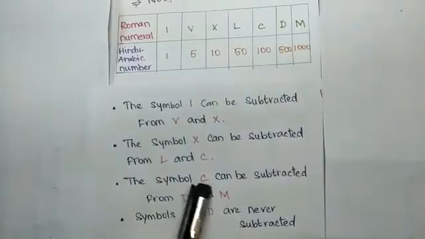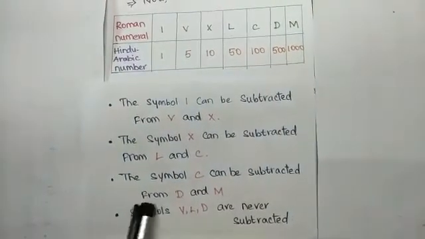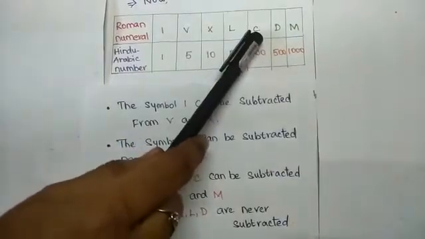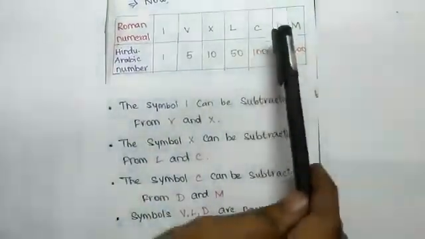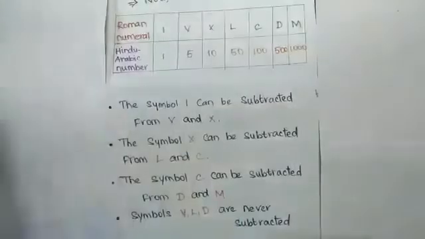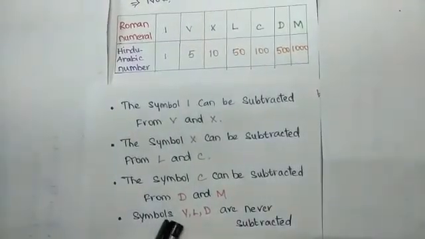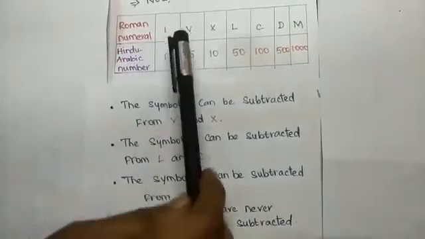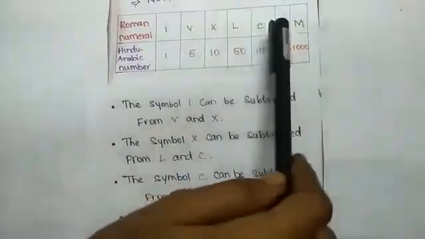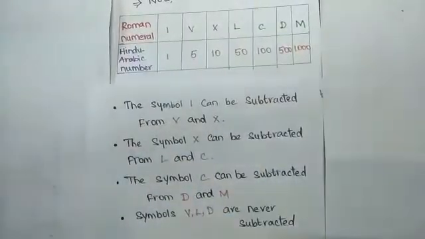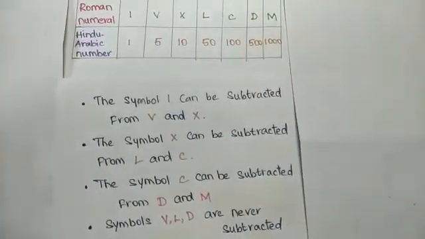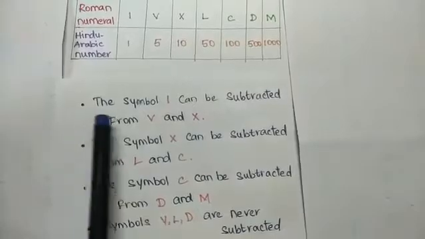Next, the symbol C can be subtracted from D and M. The symbols V, L, D are never subtracted. Now, these are never subtracted.